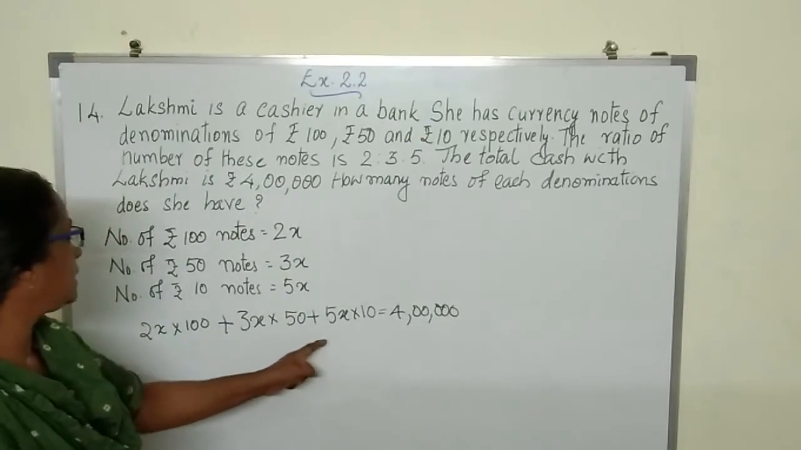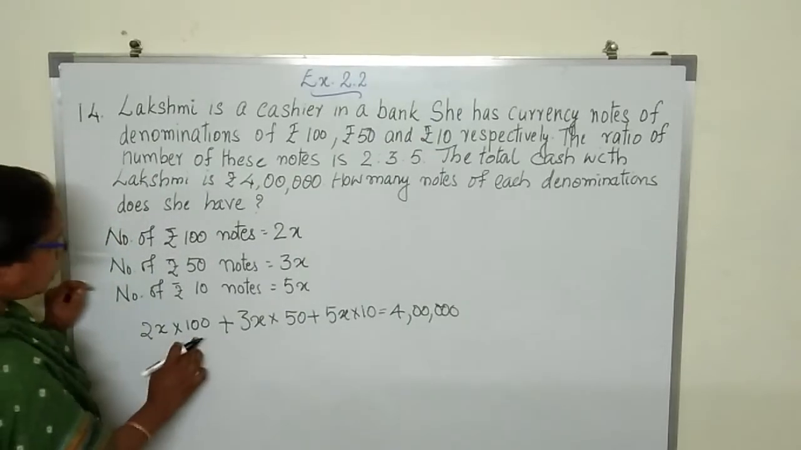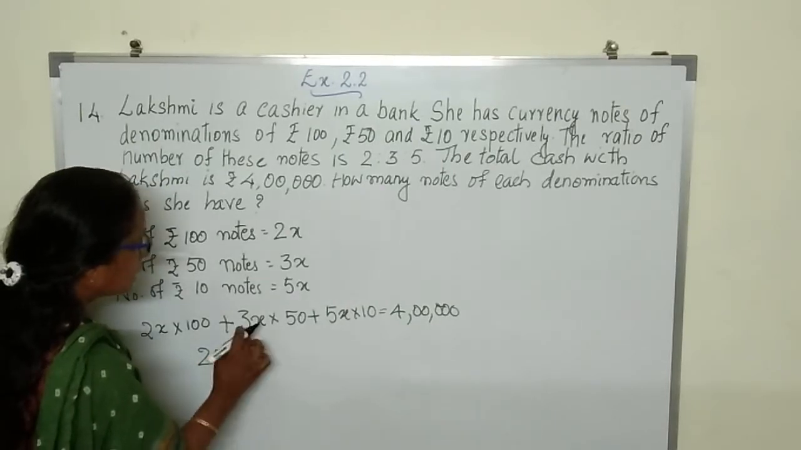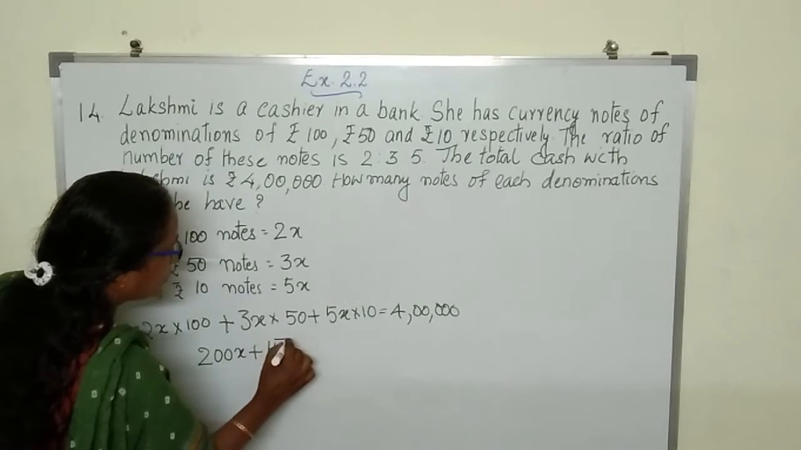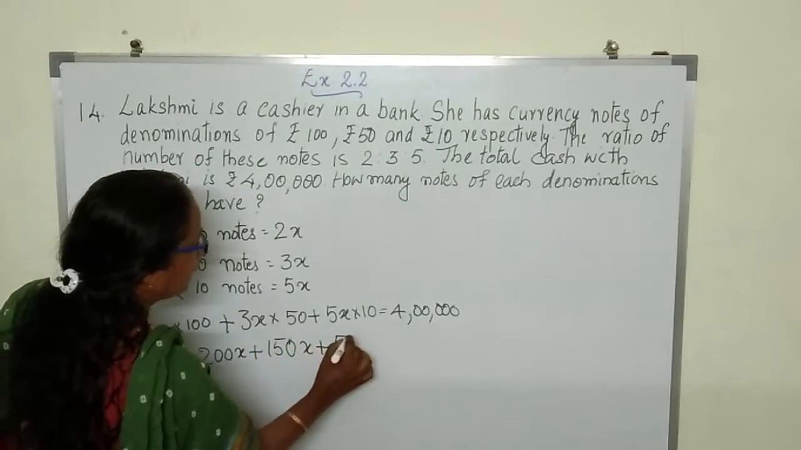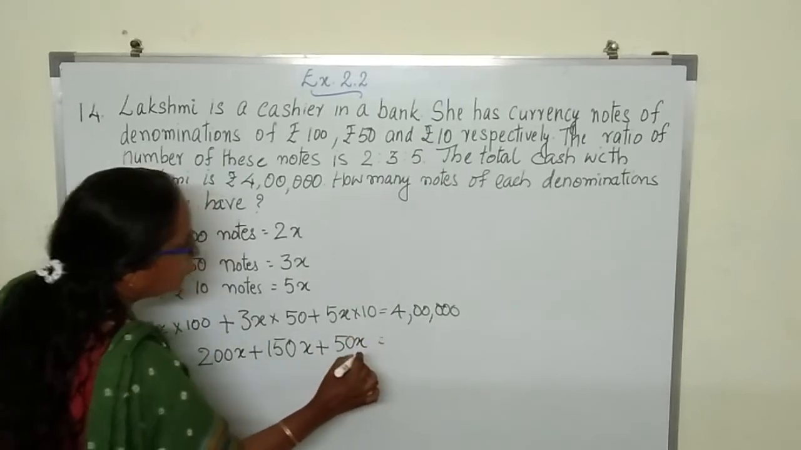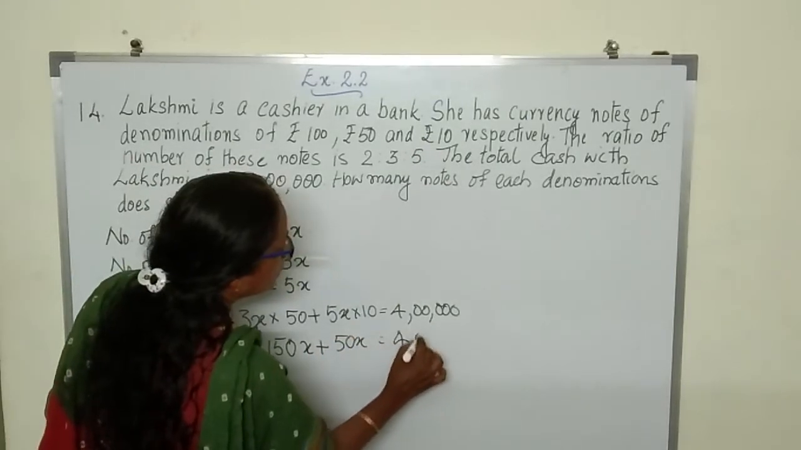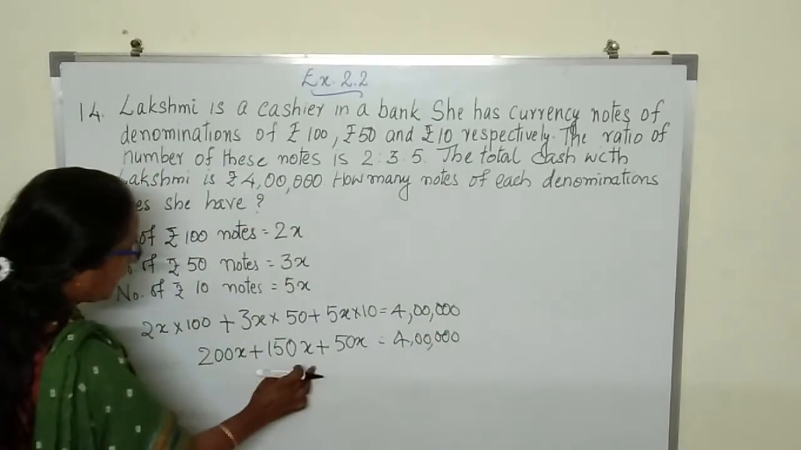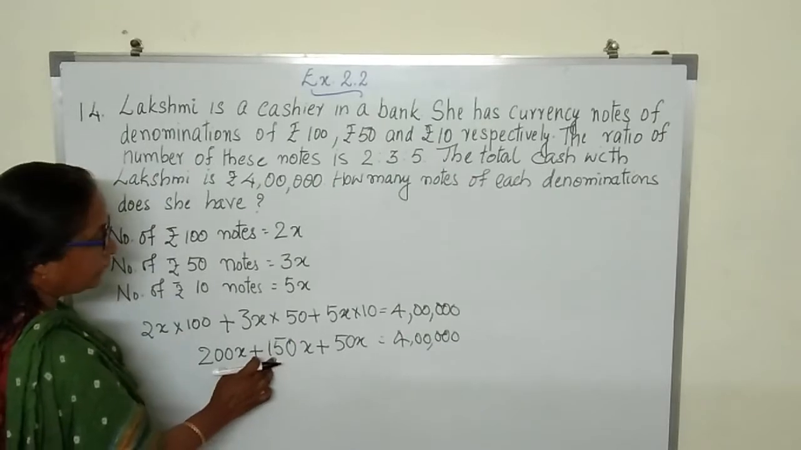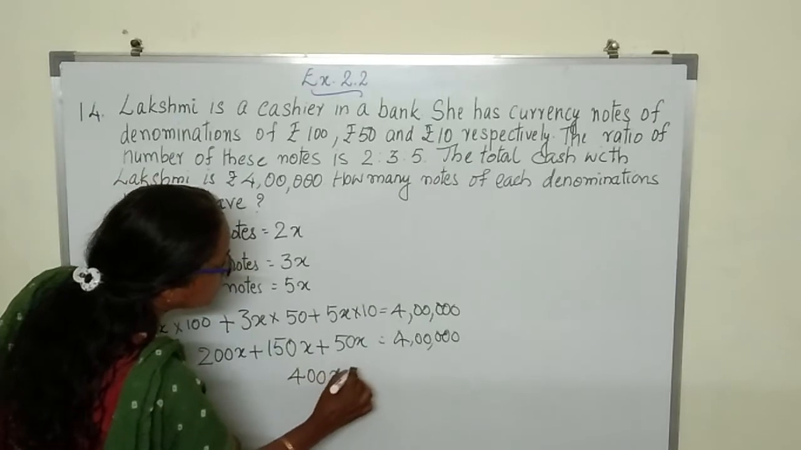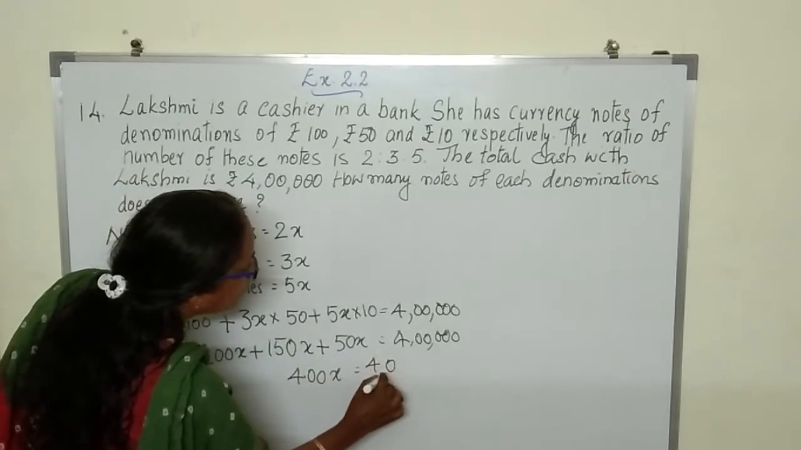Now when you add this, how much will it be? 200x plus 3 50s are 150x plus 50x is equal to 4 lakhs. Now from here, when you add, we get 200 plus 150, 350 plus 50 is 400x is equal to 4 lakhs.